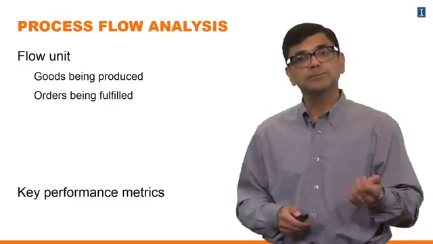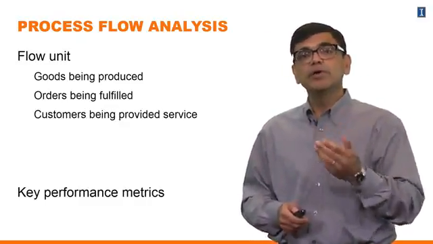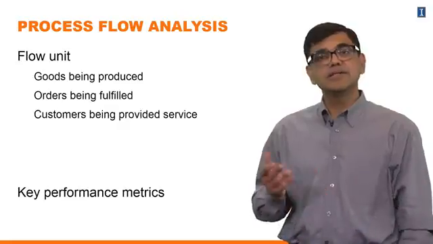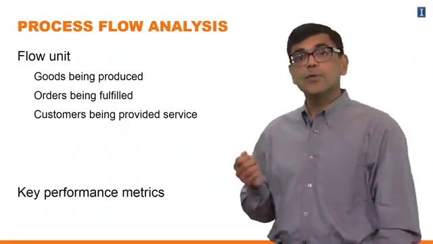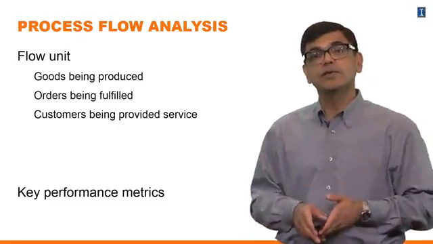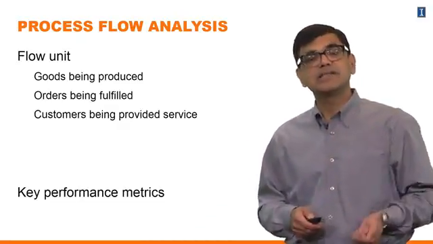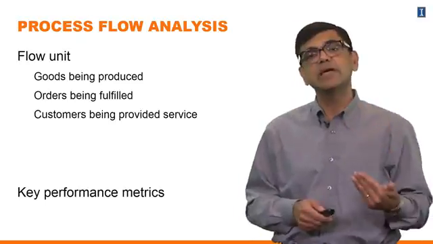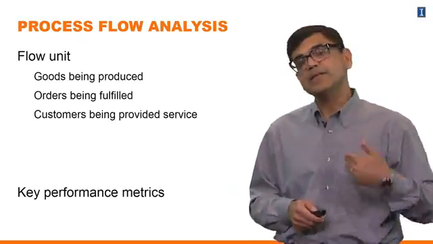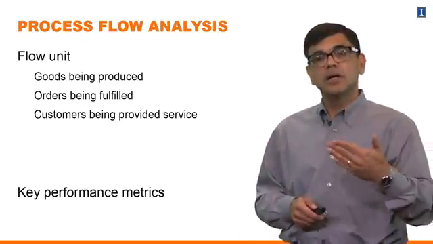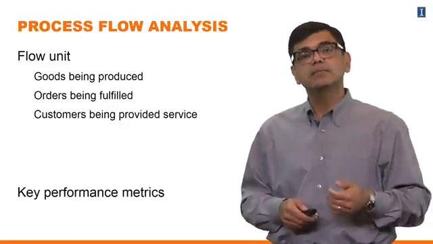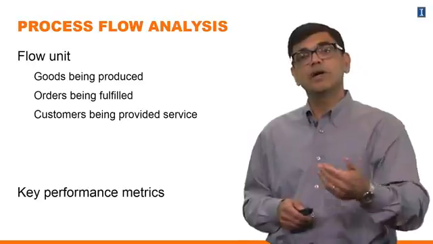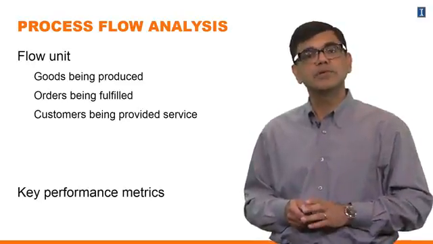That's the flow unit that you'll be analyzing if you were to analyze that process of orders being fulfilled. A flow unit, when you're talking about a service, could be the customer that's being provided the service. So when you go to a restaurant, you are the flow unit that is being used for the process analysis. It's how many customers come in, how much time do they take in the process, and at what rate are they being served, and what rate they're leaving. So you become the flow unit when you're talking about customers going to a restaurant.